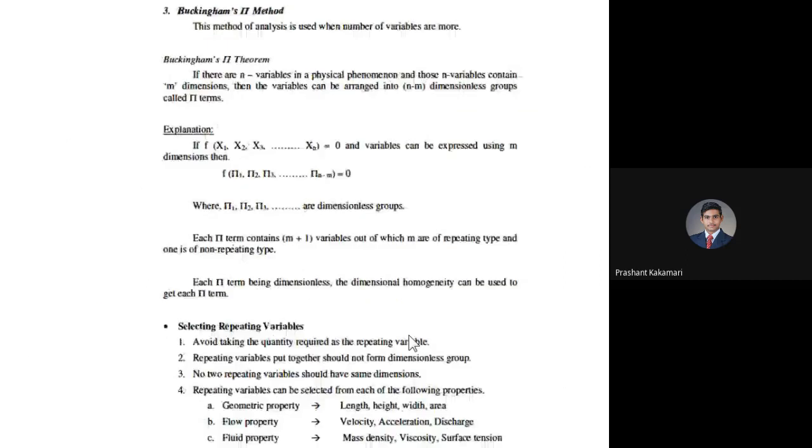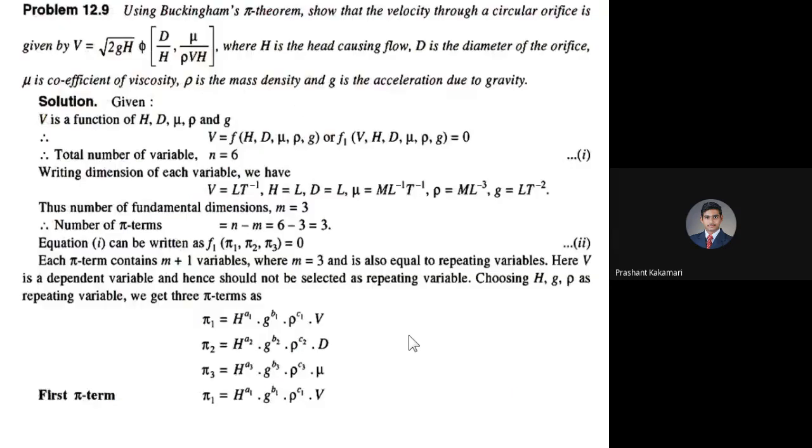And just see here, the fluid property we need to select, that is mass density, is already present in the problem. Viscosity is also present in the problem. Surface tension is not given. So what do I have to do now? See the units. Between velocity and gravity, I can choose velocity.